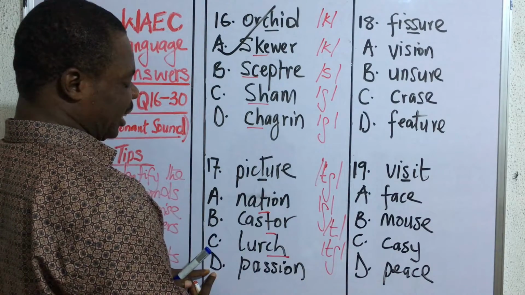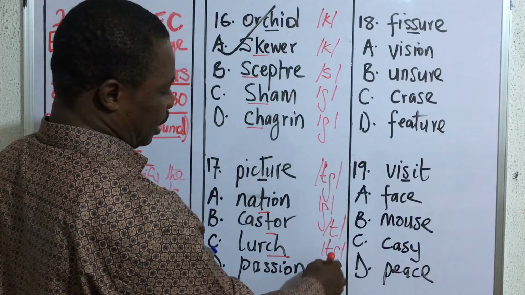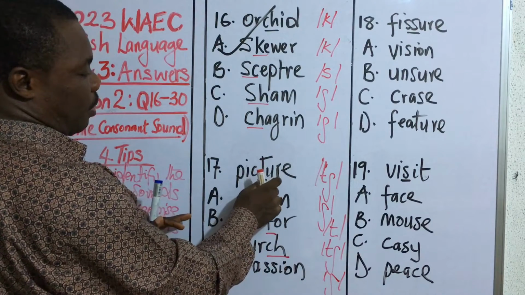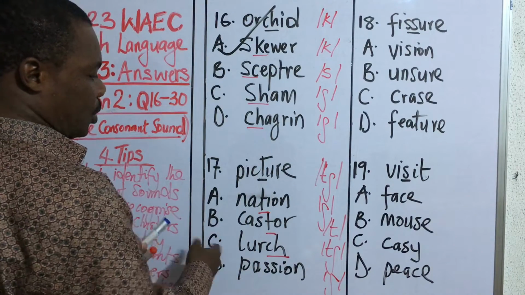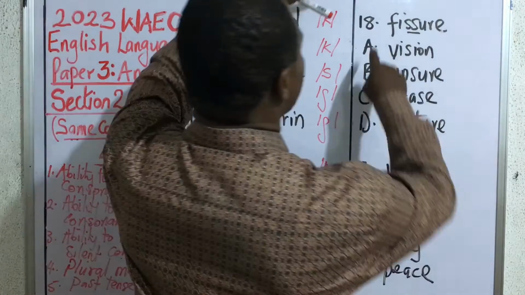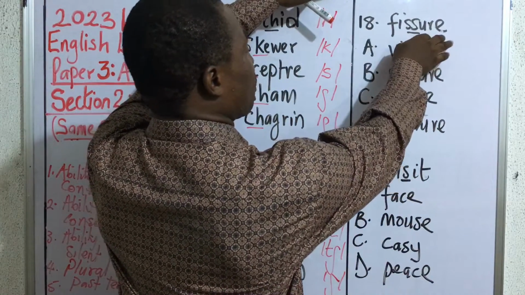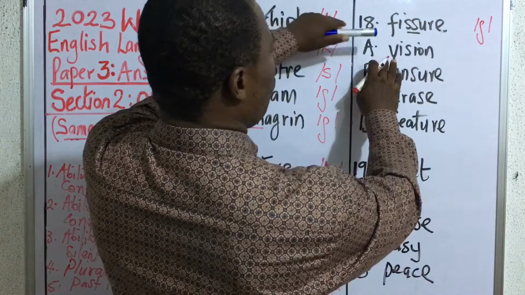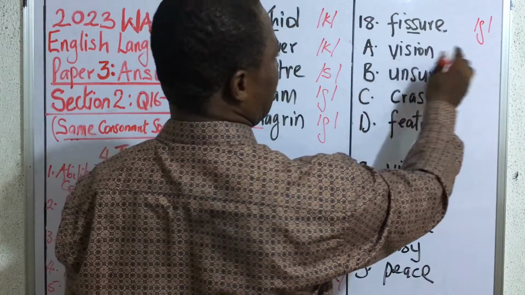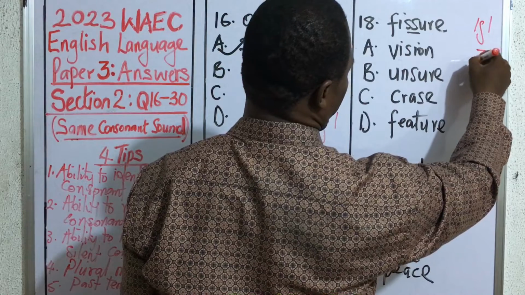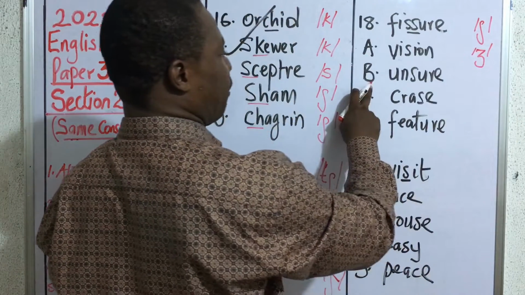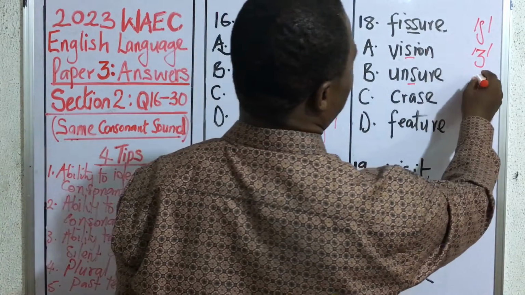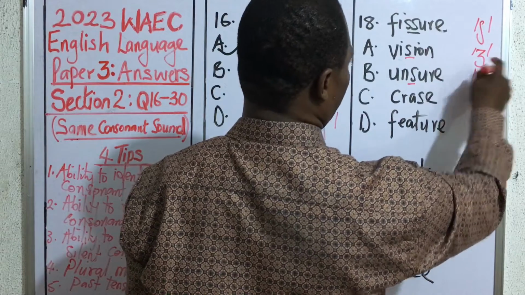And then here you have passion. The sound that's represented here is sh. At the end of the day, the option that has the same sound as the sound that is underlined in the question is option C, which is lurch. Question 18, fish. The sound that is underlined here is represented by the consonant sh. Option A, vision. The letter S here is represented by the consonant j. And then you have B, onshore. The S sound here is represented by the consonant sh.